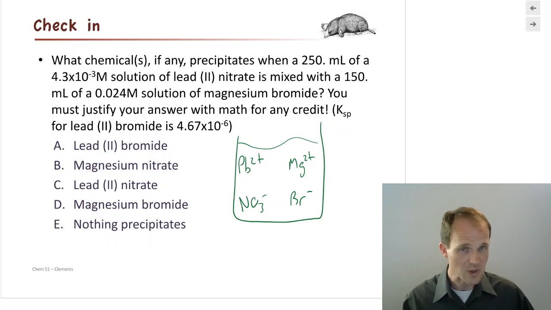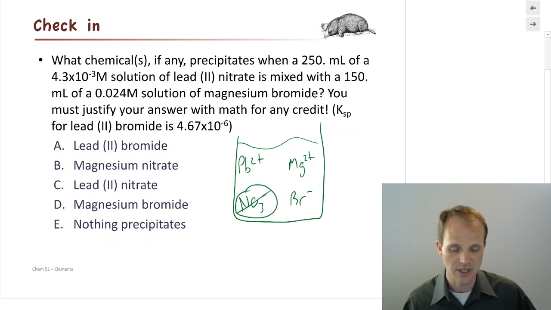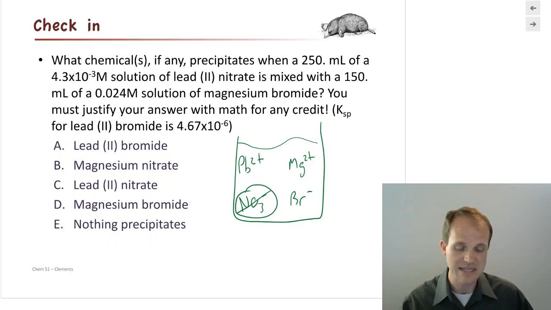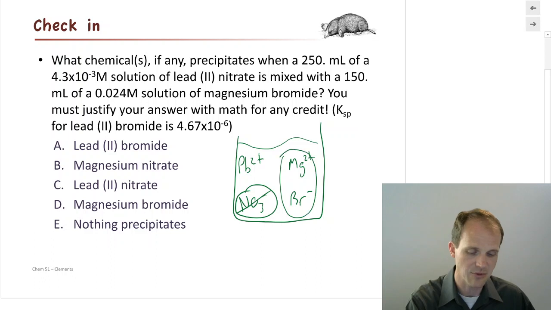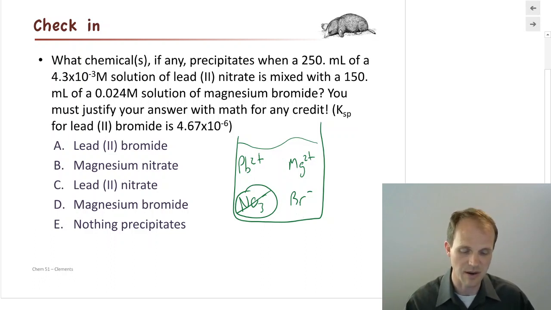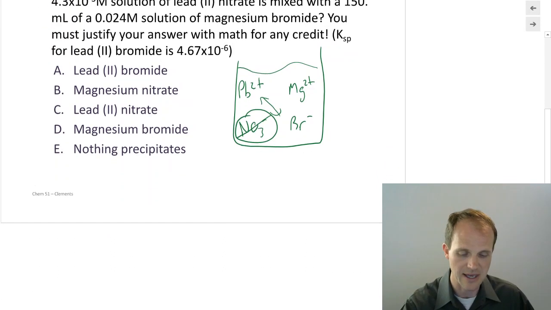But what we really want to know from this picture is what ions do we have and what ones do we not need to worry about. We don't need to worry about nitrate. Nitrates are always soluble. So we need to worry about the possibility of lead bromide or magnesium bromide. Now, what do we know about bromide? Generally soluble, except for lead is one of the options. So magnesium and bromide we don't have to worry about because it's on the list of soluble things, if you remember. But given the hint that you had, we have to worry about lead bromide.